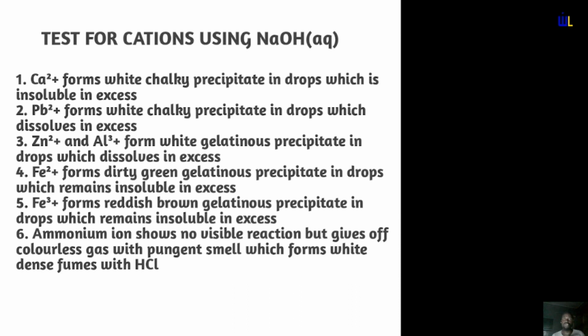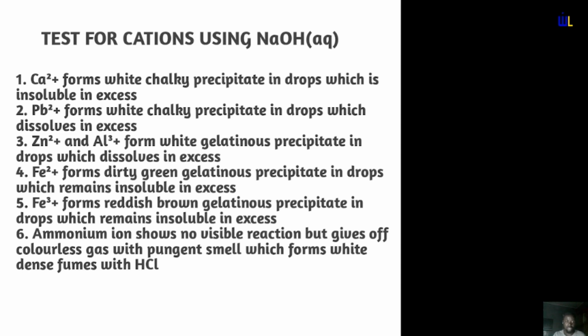And after those chalky precipitates are formed in drops, if you add excess of NaOH, it will remain insoluble in excess. Remember, I told you that the only things that dissolve in excess NaOH are amphoteric substances. And what are the amphoteric substances? Pb hydroxide, aluminium hydroxide, or zinc hydroxide. Calcium hydroxide will definitely remain insoluble in excess. So have that in mind. Calcium will form white chalky precipitate, which remains insoluble in excess.